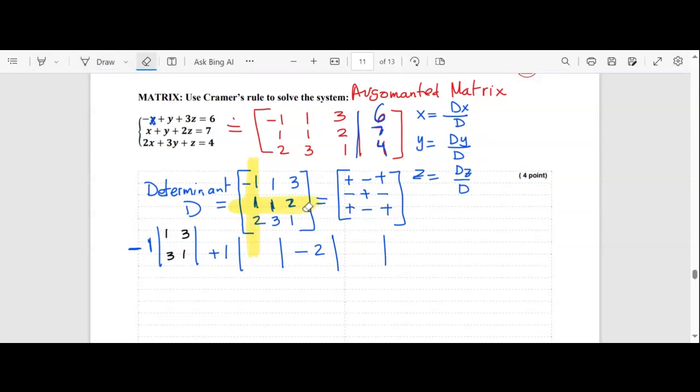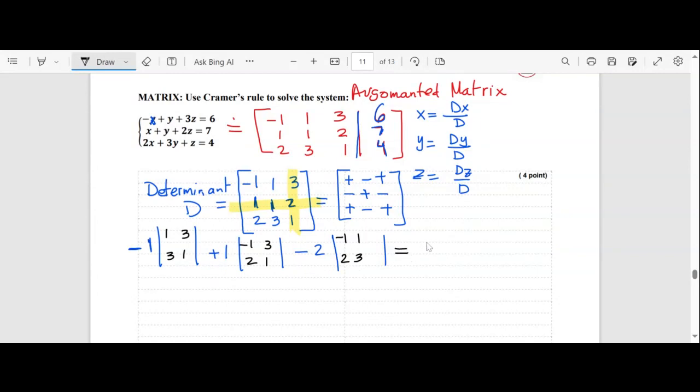Now let's do the second one. The second one will be minus 1 and 3. So you hide the column and hide the row. So it's going to be minus 1, 3, 2, 1. Let's do the other one. Hide the row, hide the column. So you're going to get what? Minus 1, 1, 2 and 3.